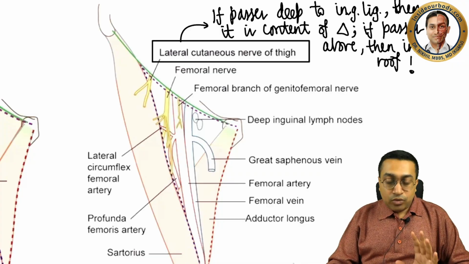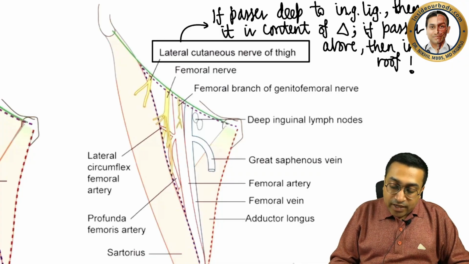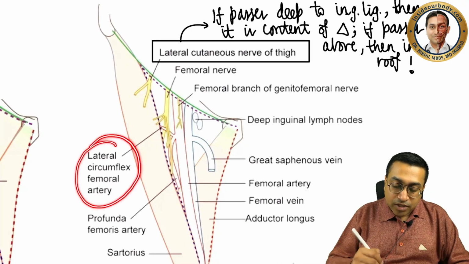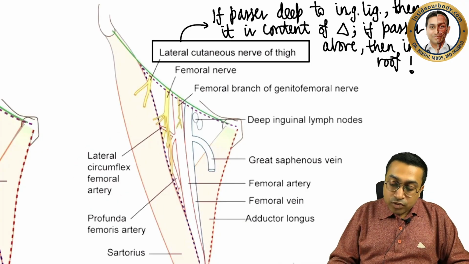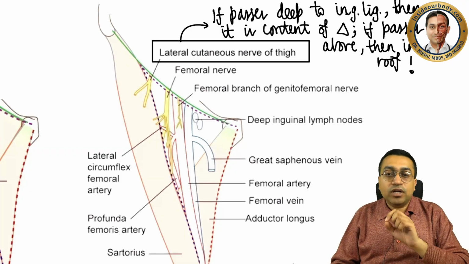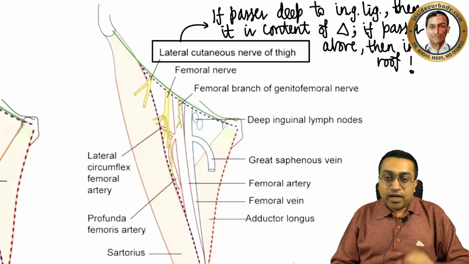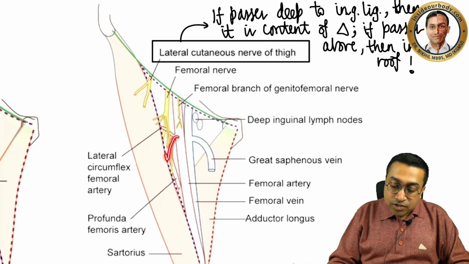But if it is passing on top of the inguinal ligament, then it is lying in the roof of the femoral triangle. Then other things like the lateral circumflex femoral artery, also a very important branch of the femoral artery, which we will come back to again. Then also a deeper branch: like you had the profunda brachii in the upper limb, you have the profunda femoris artery in the thigh region, which comes as a branch from the femoral artery.